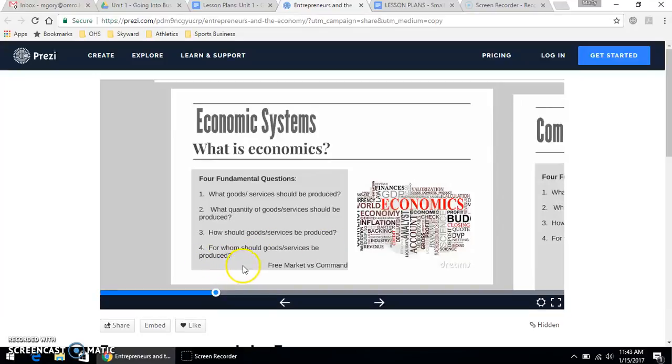And then finally, number 4, for whom should the goods and services be produced? So this is determining who wants it. Is there a market for the good and service? And will it be successful once it enters the market and becomes available for consumers to purchase?